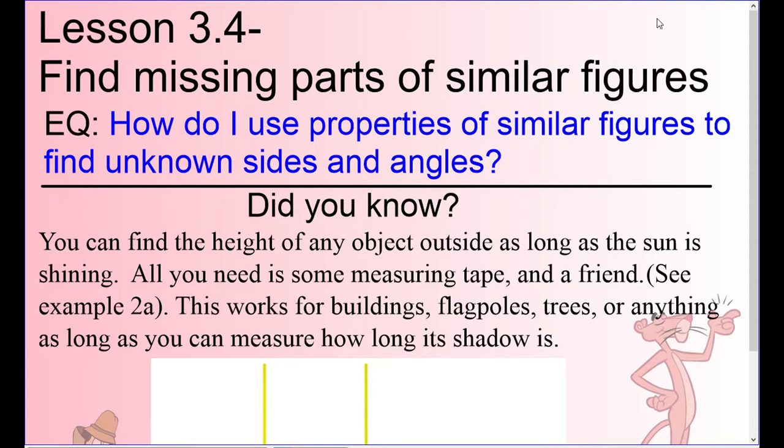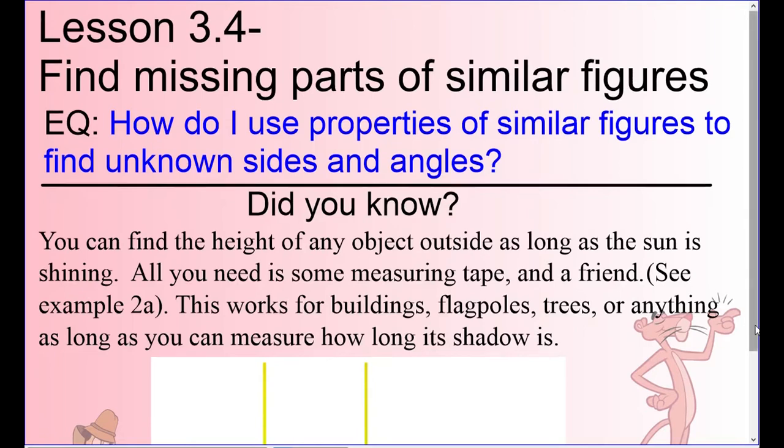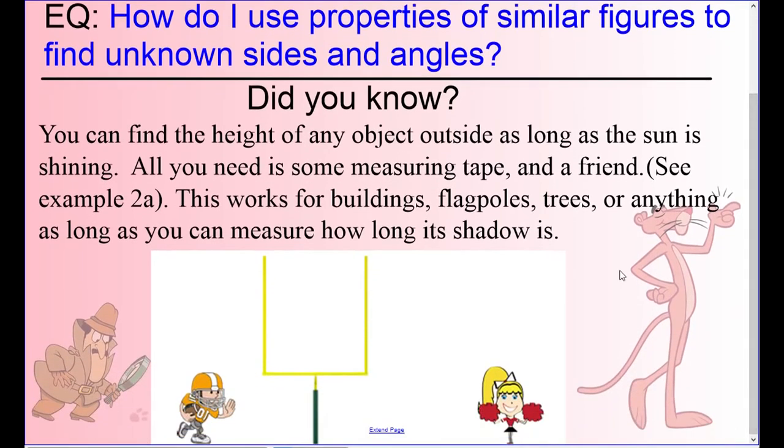Did you know that you can find the height of any object outside as long as the sun is shining? All you need is a measuring tape, a friend, and you'll see an example too. Well, the sun has to be casting a shadow. So this trick actually works for buildings, flagpoles, trees, or anything as long as you can measure how long its shadow is.